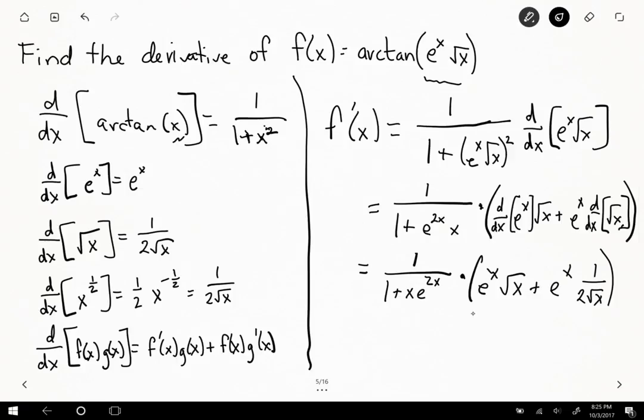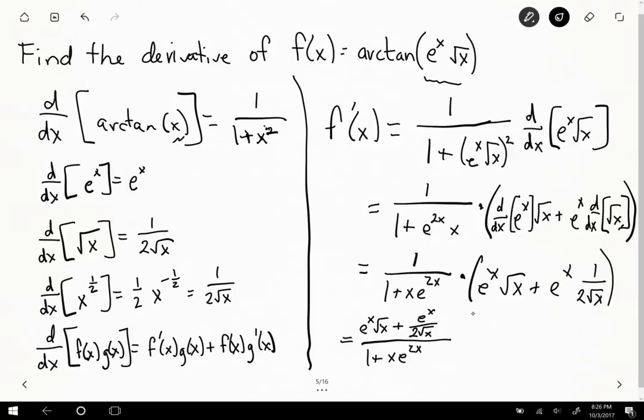Now, a couple ways to go from here. So you can leave it like this most of the time, unless, say there was a multiple choice question and you had to simplify or something like that. If you had to simplify, what usually happens is they want to try and take care of this denominator, and in that case there's a little trickery that goes on here. So first off, let me write this in the numerator. You get e to the x square root of x plus, and this becomes e to the x over 2 times the square root of x, all over 1 plus x e to the 2x.